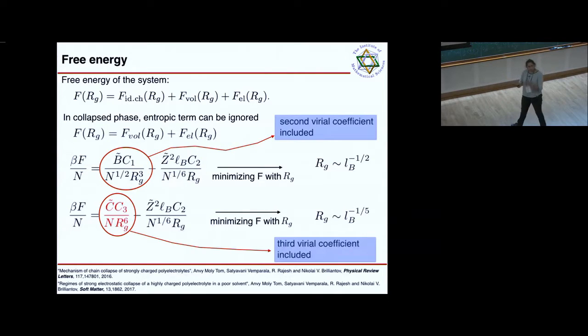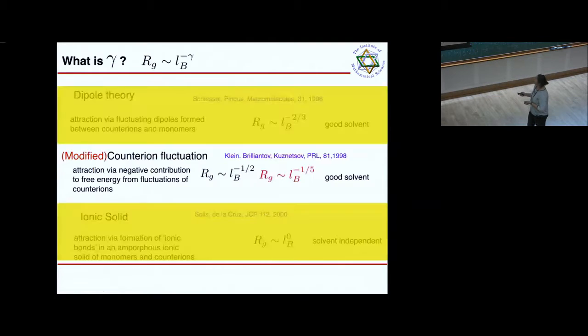So then the counter-ion fluctuation theory was modified to include this new one. In fact, the situation becomes more complicated in poor solvent because you have an additional interaction coming between the monomers. So we see that the counter-ion fluctuation theory is the one that describes fairly well the simulation results that we see. And in addition, we actually get a new scaling relation in good solvent.